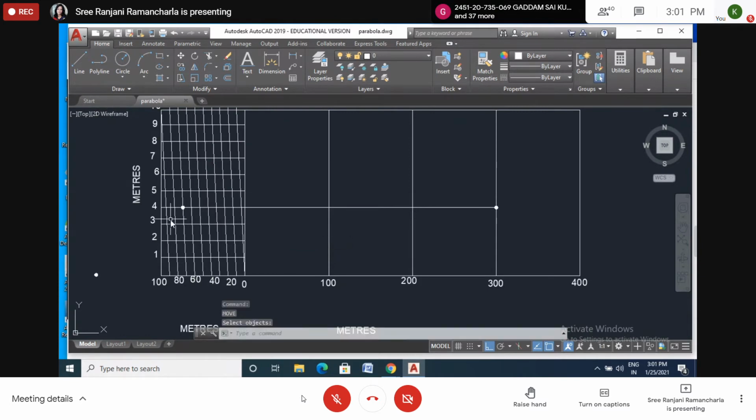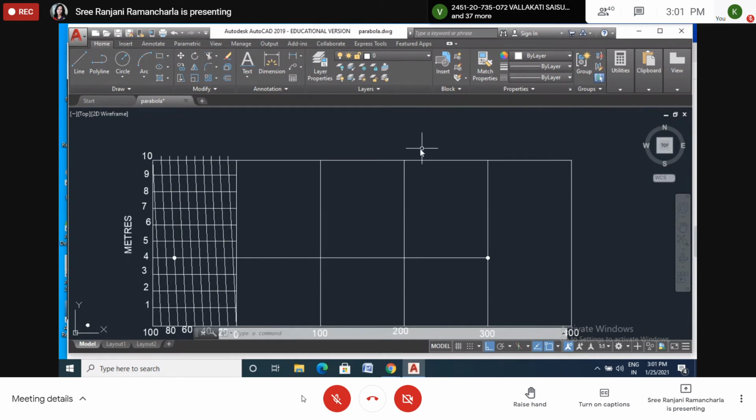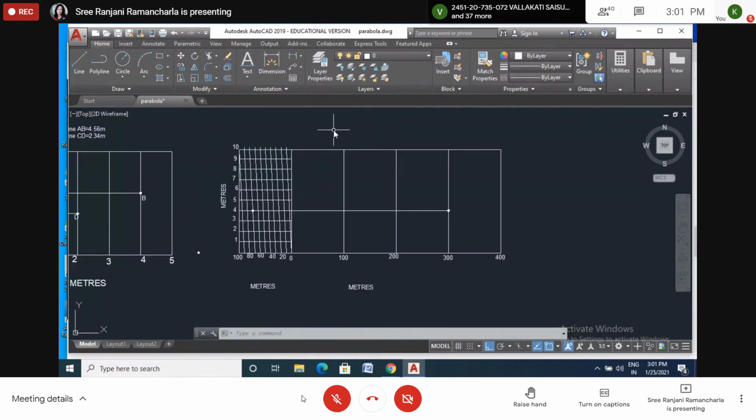Now I'll write it later on as AB like that. And what is the other length? 256. So all of you write down there: 256 meters equals 200 meters plus 50 meters plus 6 meters.